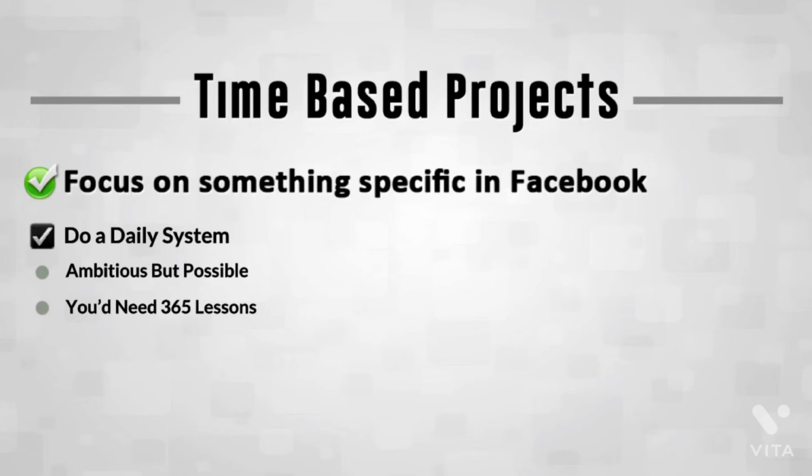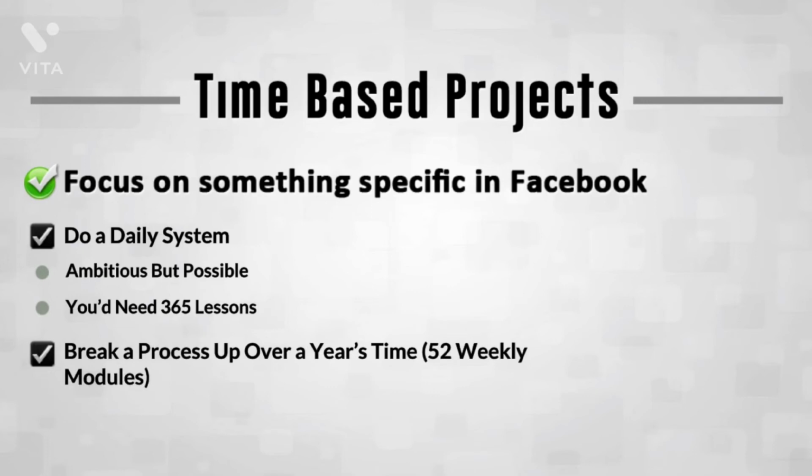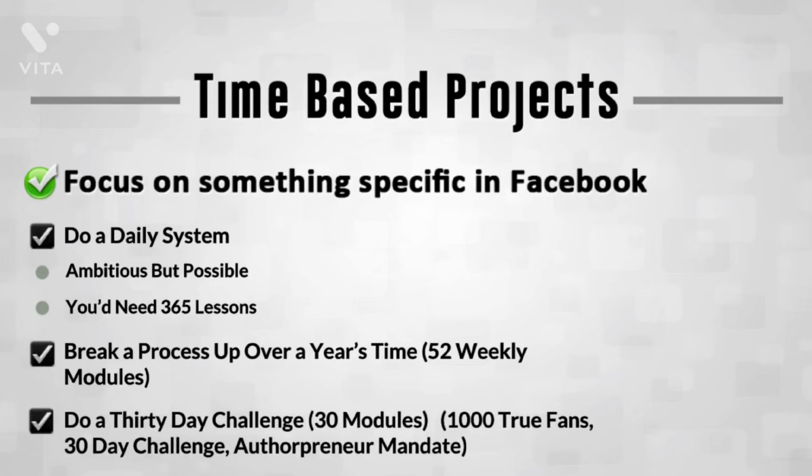A daily system. You can also break up a process over one year's time using 52 weekly modules. So in other words, you want to do Facebook, right? You want to take a specific problem you're solving, and you're going to break that problem up over 52 weeks, 52 modules. Once a week, you're going to meet and do it live, and then you're going to give out the recording. You can also do another way.